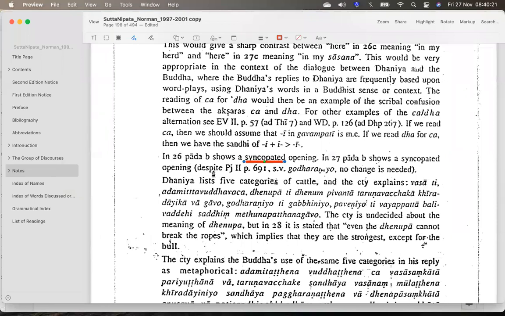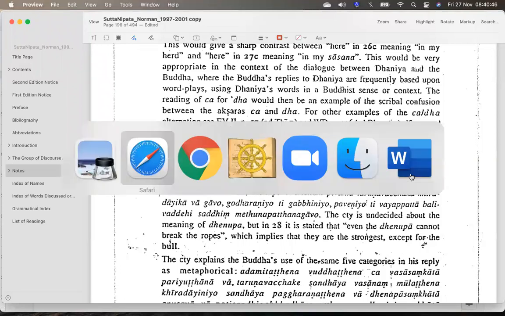Syncopated. So in Pada B he shows syncopated. So Godaraniyo, no change is needed. Maybe he thinks Godaraniyo is a long one. But no, Godarani is feminine gender. In the dictionary also we can see here.